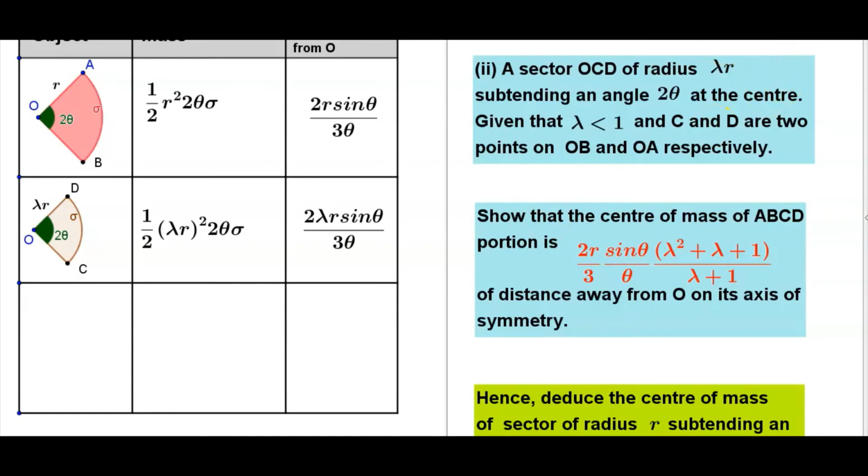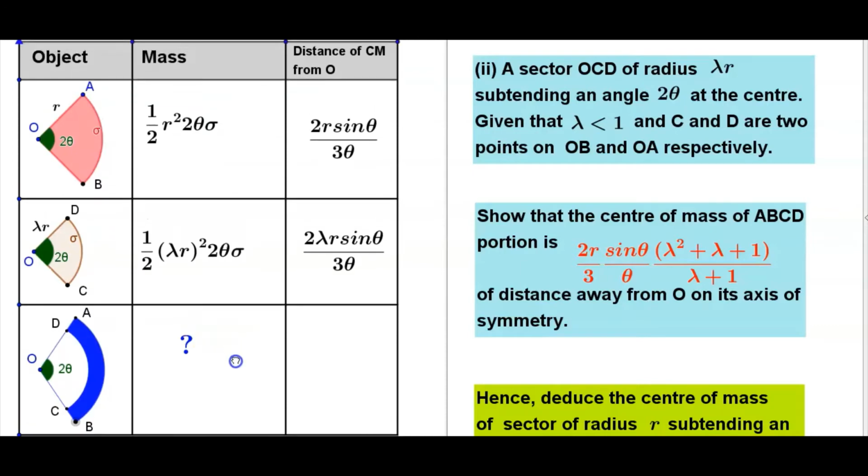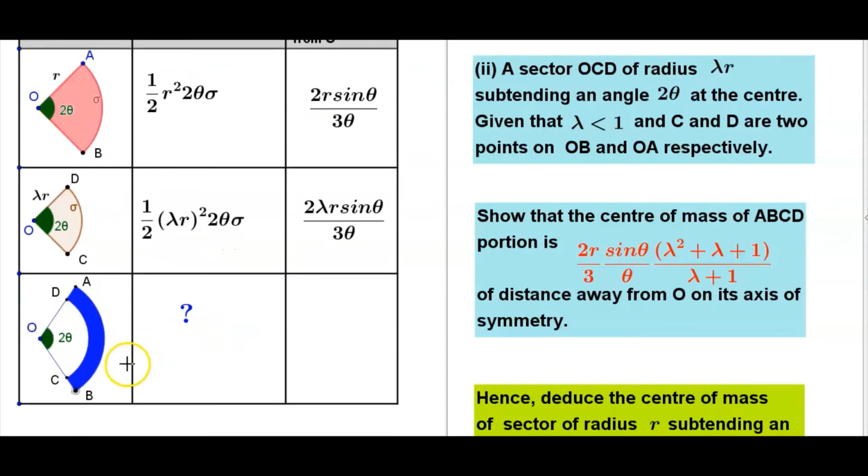Now our portion ABCD, donut shape. We want to find out the center of mass of this portion. Therefore, we want to find out the mass of this object. Big sector minus small sector: mass of this sector minus mass of this sector. This is the mass of this portion ABCD.